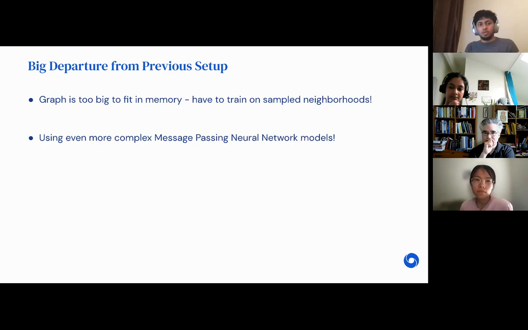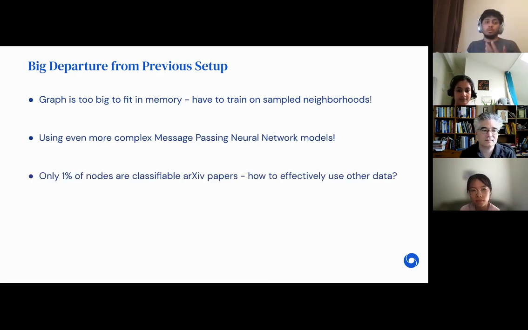Because the data set was more challenging, we were aiming to use message passing networks, which are the most powerful, but the least scalable or easy to train of the three flavors we talked about. So it wasn't clear whether BGRL would work with those. Only 1% of the nodes made sense to classify because 1% of them are archive nodes.